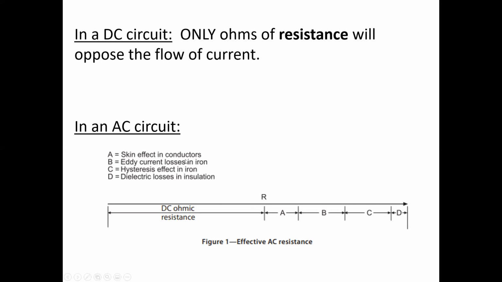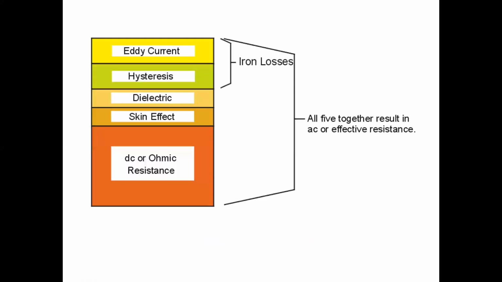And they're listed here. We've got skin effect, eddy current losses, hysteresis, and dielectric. So we're just going to look at each one briefly, and then that will bring us to the point of discussion of impedance and how that would be utilized. All five together result in this AC, or effective resistance.